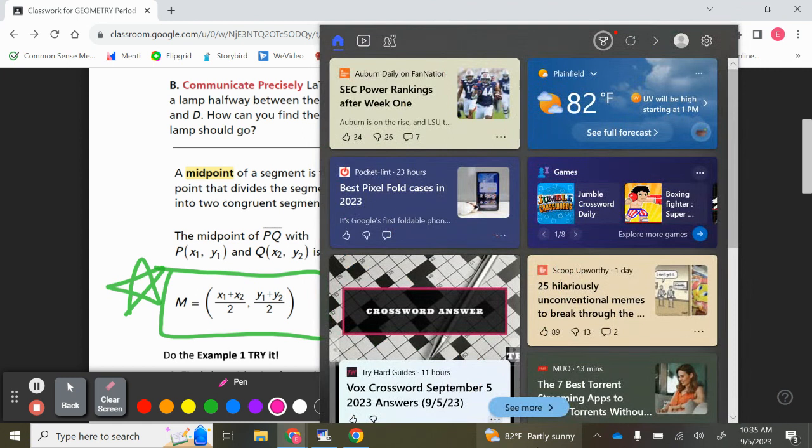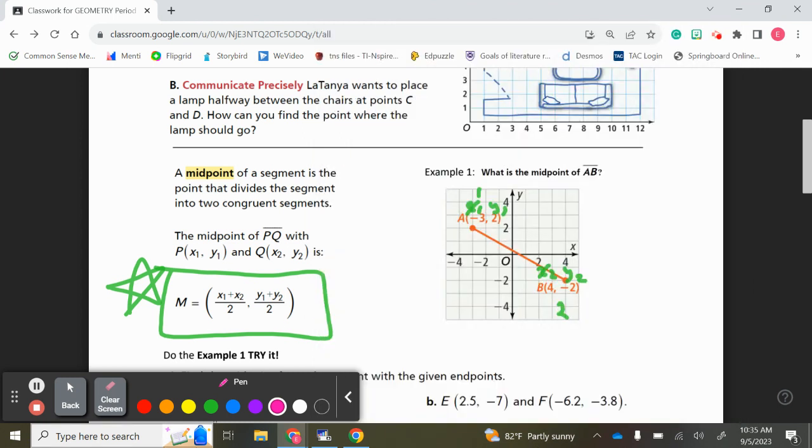Okay. So here we're going to have M. So that's our midpoint equals. Now I'm going to substitute this in. My X1 is -3. My X2 is with the second point, which is 4. I'm going to add those together and then divide that by 2.